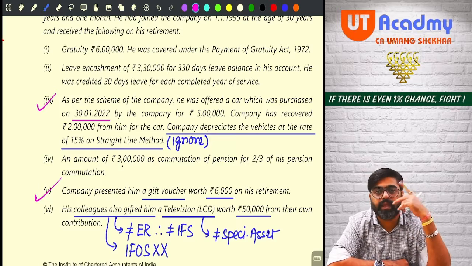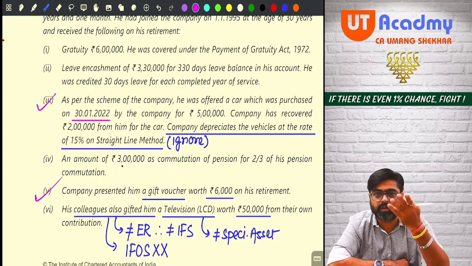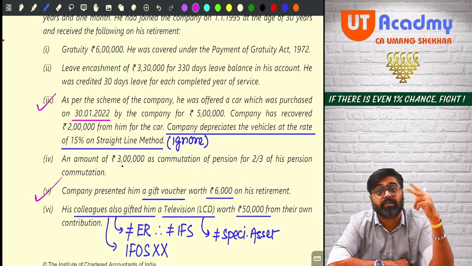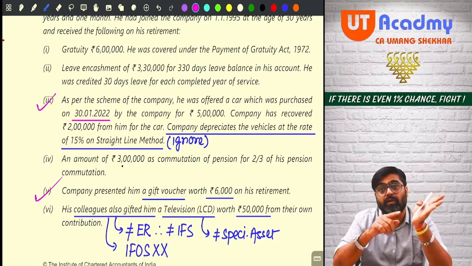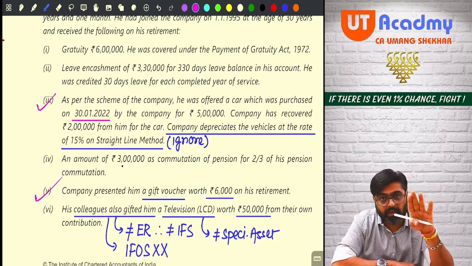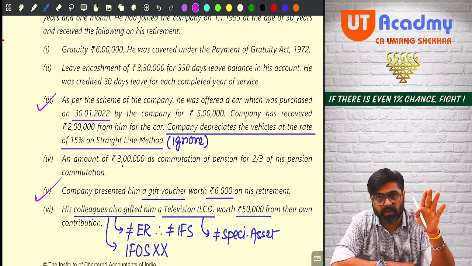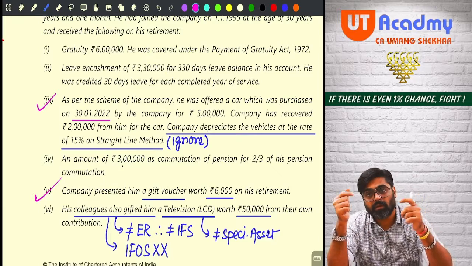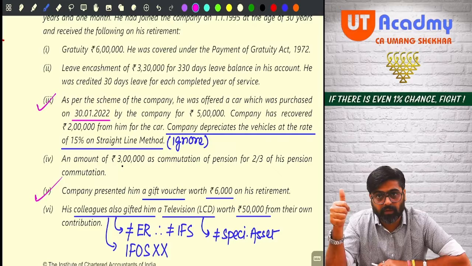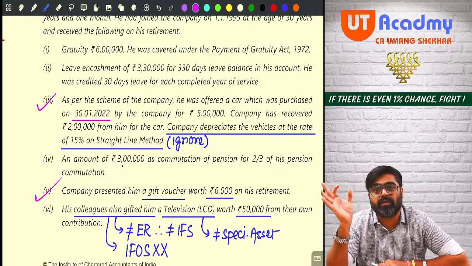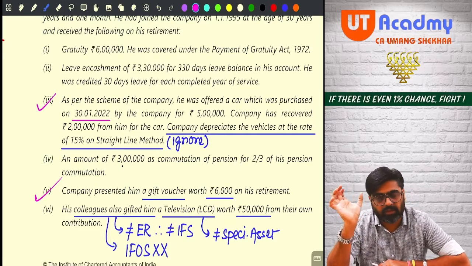Under which section? 10(10). How much? A. Actual amount of gratuity, which is nothing but 6 lakh. B. Maximum 20 lakh. Gratuity limit is 20 lakhs. And C. 15 by 26 into last drawn salary per month into number of years of service. So 15 by 26. Now I will have to check last drawn salary. So forget about the month of retirement, January. Immediately prior to that month, the salary I have to take. That is last drawn salary. So the month immediately preceding the month of retirement was December.